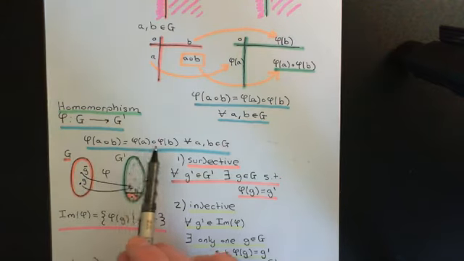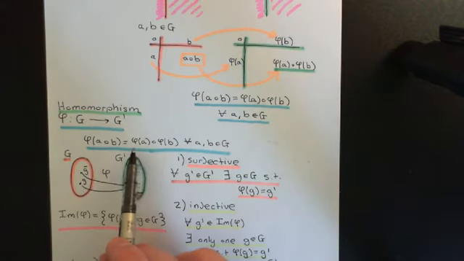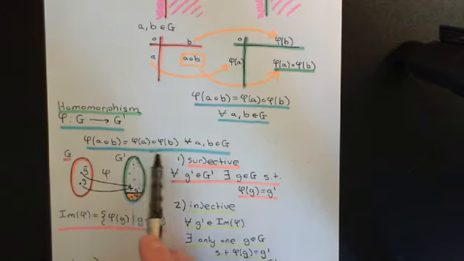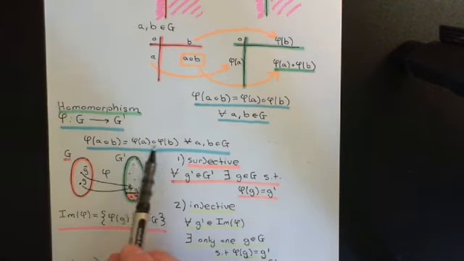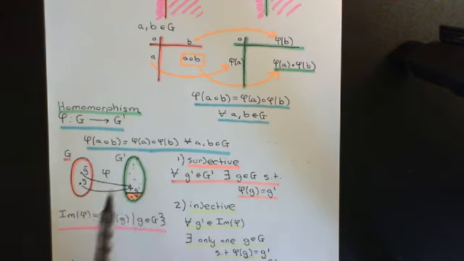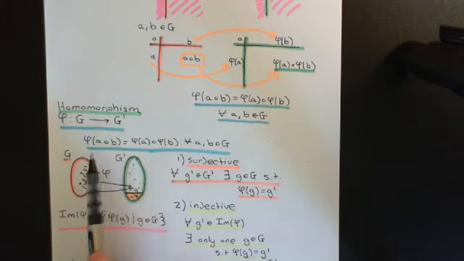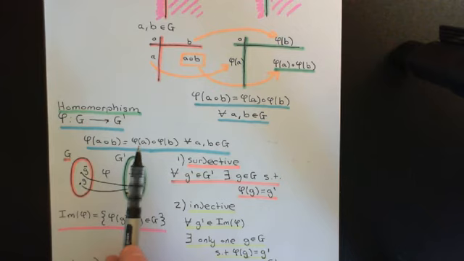Or you can do it the other way around. You can firstly map A and B into G prime, the codomain group, to get phi of A and phi of B, and then compose these two answers together in the codomain group G prime, and you'll get some other answer in the codomain group G prime. If this mapping is a homomorphism, it has to be the case that these two sides are equal to each other, i.e. it does not matter whether you first compose and then map, or first map and then compose, the answer is the same.